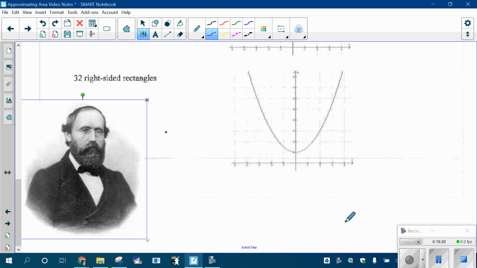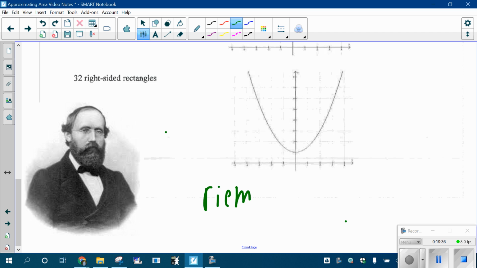Last thing, real quick. What we just talked about was approximating the area under the curve using rectangles. We used right-hand rectangles, left-hand rectangles, upper rectangles, lower rectangles, and midpoint rectangles. People also call what we just did doing Riemann sums. Okay, we did a Riemann sum. That technique that we just did for using rectangles to approximate area under the curve is called a Riemann sum.